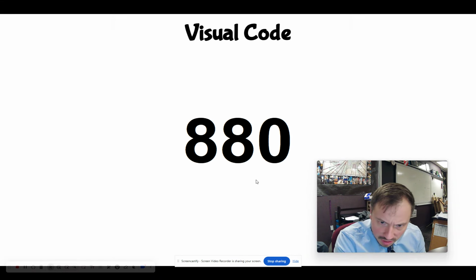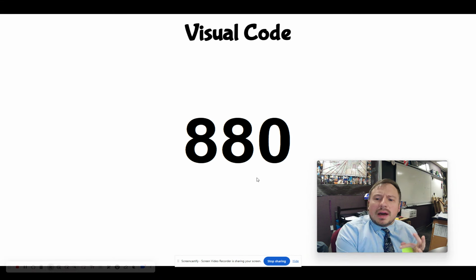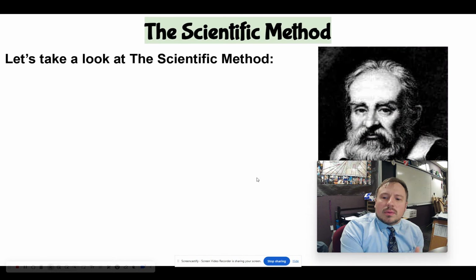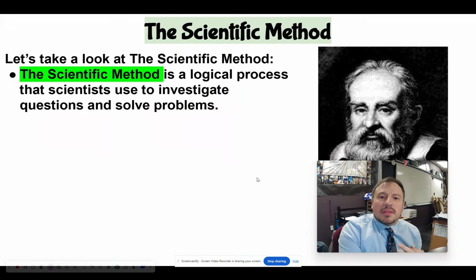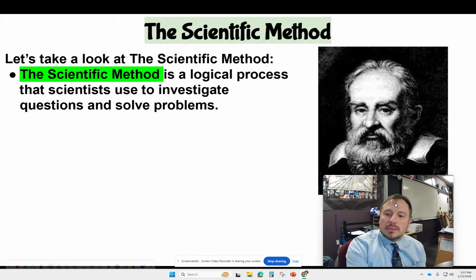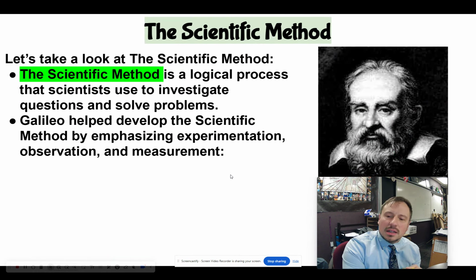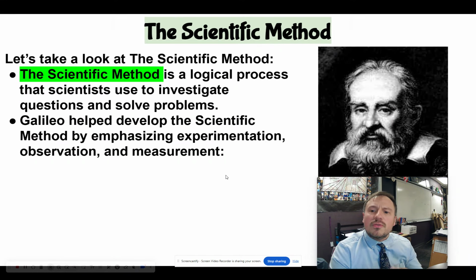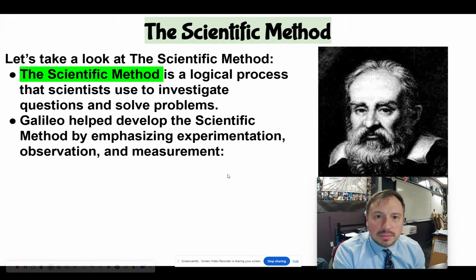Now, let's talk about the scientific method, how we get there, right? The scientific method is a logical process that scientists use to investigate questions and solve problems. Now, I put a picture of Galileo up here. Galileo is kind of credited with refining the scientific method as it is now by emphasizing experimentation, observation, and measurement.